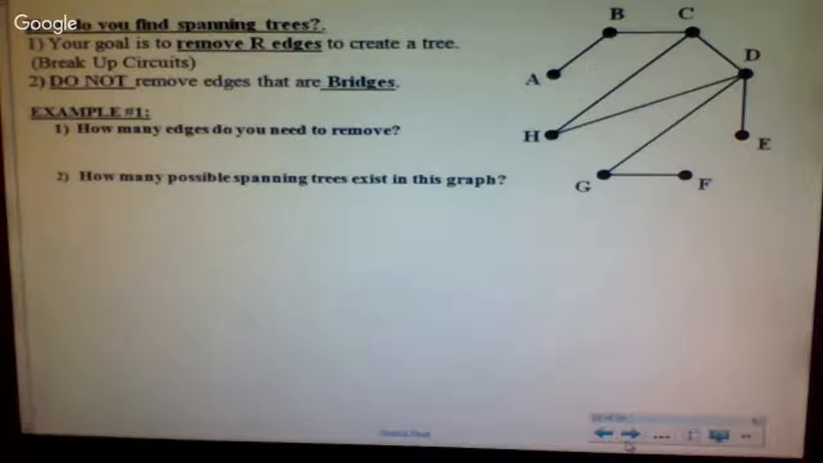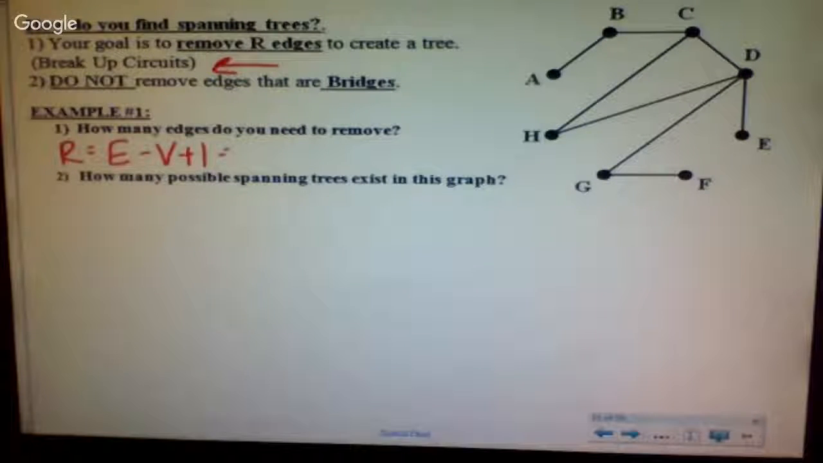Your last example for today. How do you find a spanning tree? Your goal is to remove R edges, which means we need to break up your circuits. This is the key. We do not want to remove any edges that are already bridges. So we first calculate how many edges I need to remove. Remember, R equals E minus V plus 1.